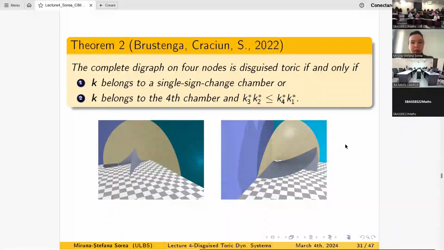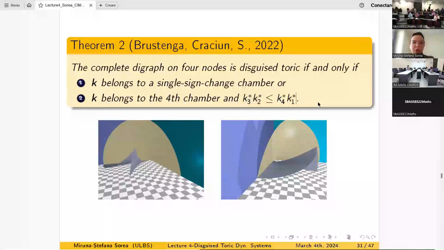Why did I make these pictures here? For now, let's ignore the gray surface in this picture, and think only of the second case here. The beige surface is given by this equality here. So once we fix K star, for instance, to be 1, we can actually think of it as the Segre variety.